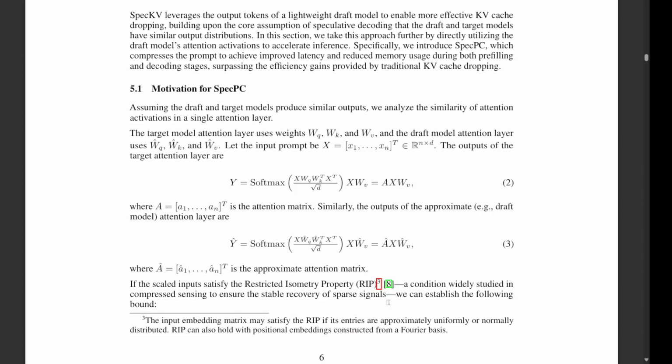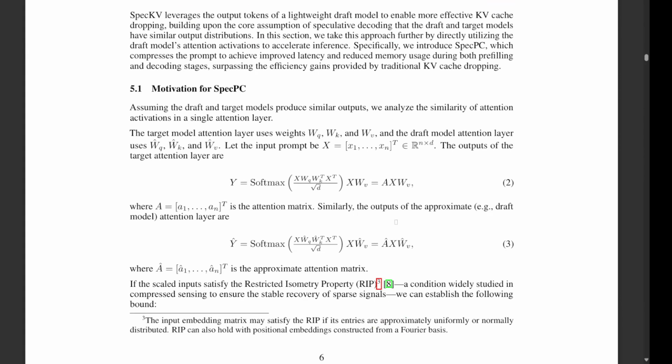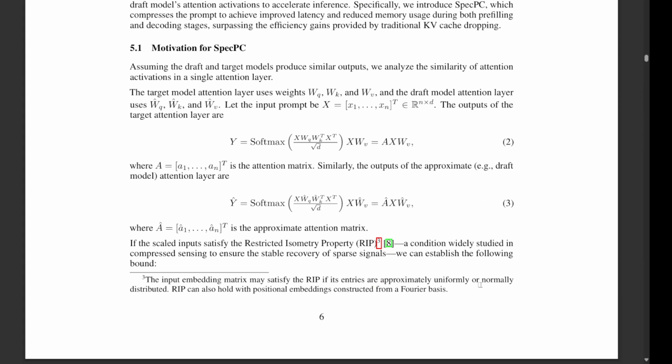SpecPC, speculative prompt compression. This one tackles the problem even earlier, compressing the input prompt before the main model even sees most of it. That sounds like it could save even more, less attention work, smaller initial cache. Potentially, yes. And the way SpecPC uses the draft model is different, maybe even simpler. It doesn't generate draft output. Instead, it just runs the original input prompt through the draft model.